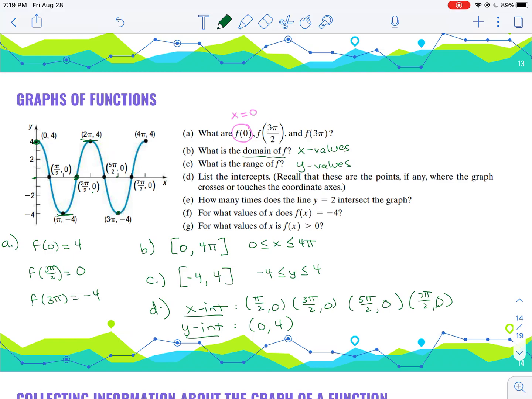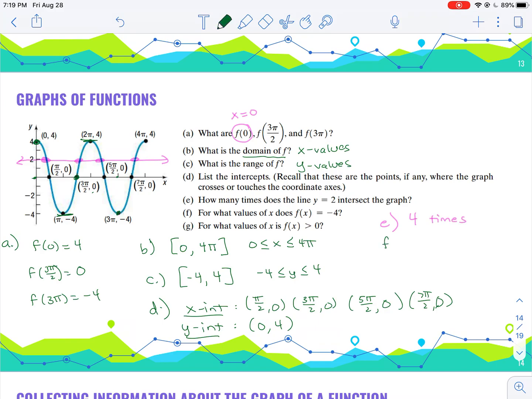How many times does the line y equals 2 intersect the graph? Well, here's y equals 2. It's just that horizontal line right there. How many times does it intersect? 1, 2, 3, 4 times. So for E, it intersects the graph 4 times.